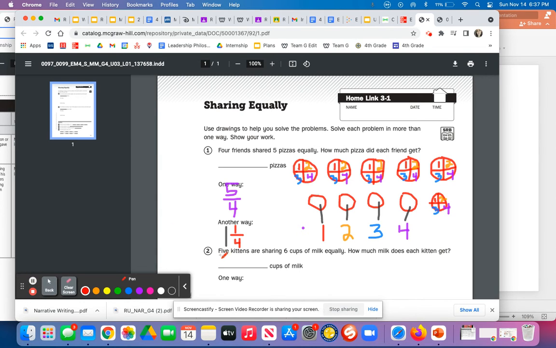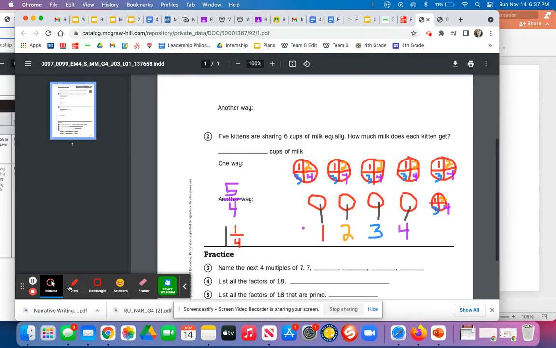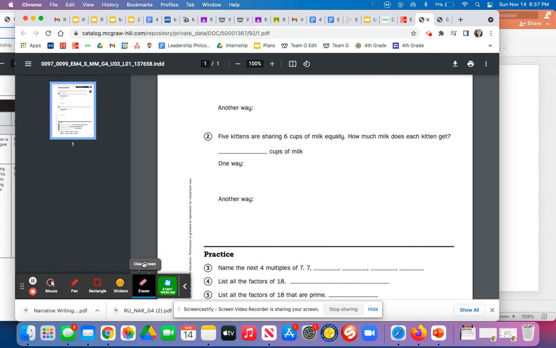I want you to go ahead and try number 2 on your own. Number 2 says 5 kittens are sharing 6 cups of milk equally. How much milk will each kitten get? So remember, this time rather than having 4 friends to split amongst equally, we have 5 kittens. And we need to share these 6 cups of milk amongst them equally. Just like we did with the last one, solve this problem in 2 different ways. So go ahead, pause this video, and then unpause when you are ready to see the answer.